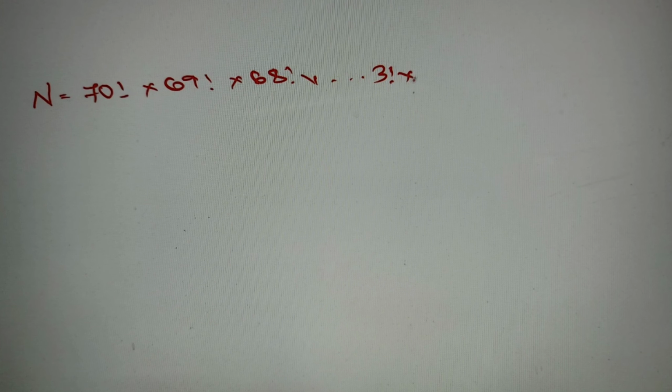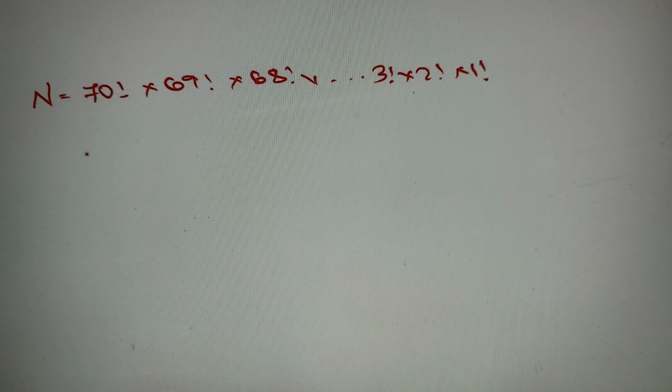I hope that you've tried the question and you've got the solution, and if you didn't, then let's check the solution. According to our given question, we are given a number n such that n is equal to 70 factorial into 69 factorial into 68 factorial all the way up to 3 factorial into 2 factorial into 1 factorial. This is our given number n. We have to find the 147th digit from the right end of n.